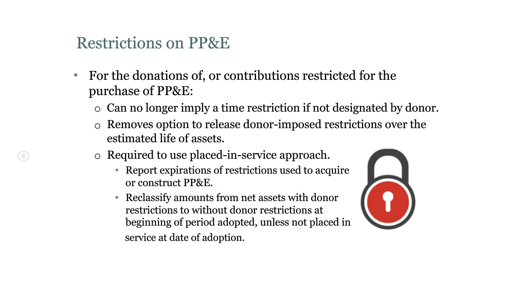It might not be applicable to a lot of people, but it was in there, and it kind of buried a little bit in all the other things that are happening in this new financial reporting standard. So if you've got those restrictions on restricted contributions for the purchase of property, plant, and equipment, you need to account for it in the placed in service approach at this point when you adopt the standard.